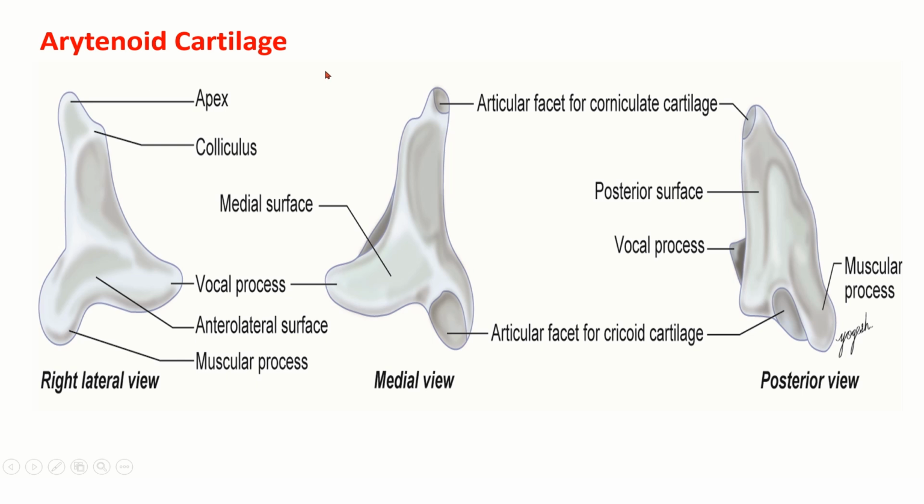So here you can see the arytenoid cartilage. It has an apex. You can see the colliculus, the vocal process, and the muscular process. So apex, vocal process, and muscular process.